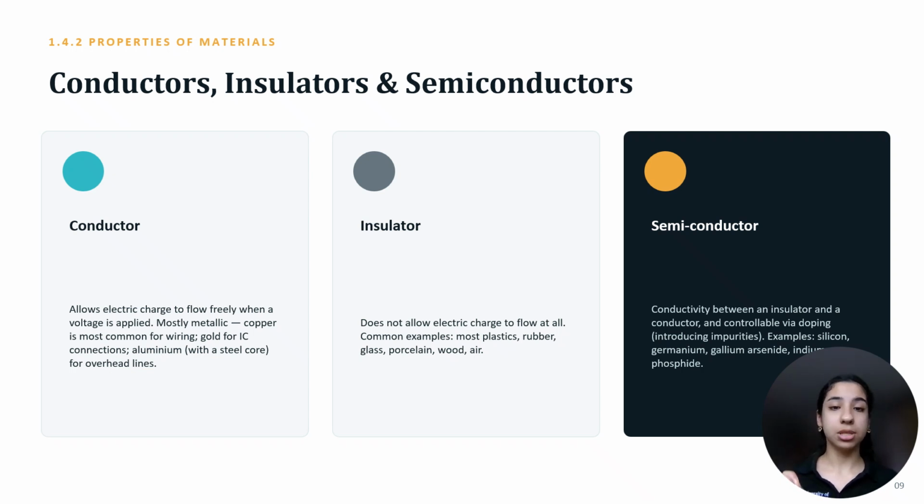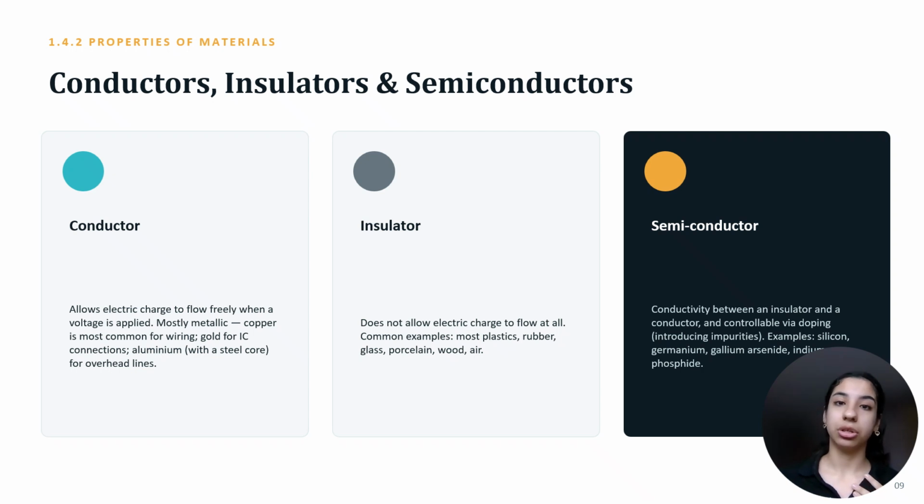Now, the opposite of it is an insulator. It does not allow electric charges to flow at all. Examples are plastic, rubber, glass, porcelain, wood, and air. Yes, even air can stop the electric charge flowing.